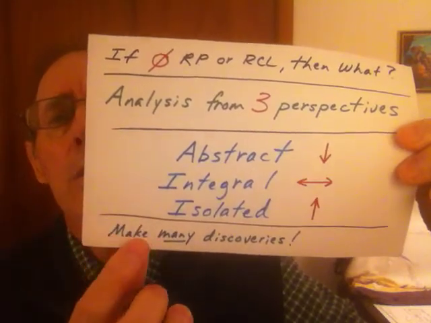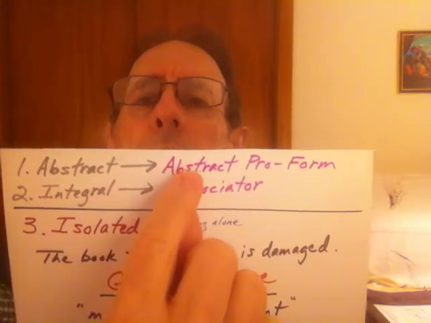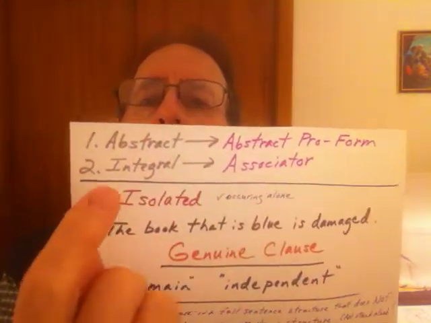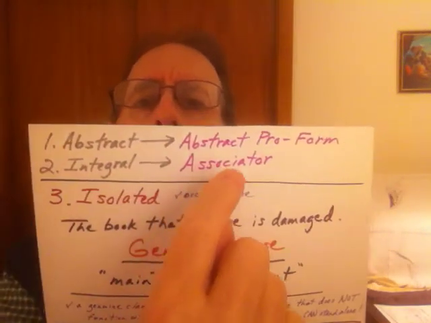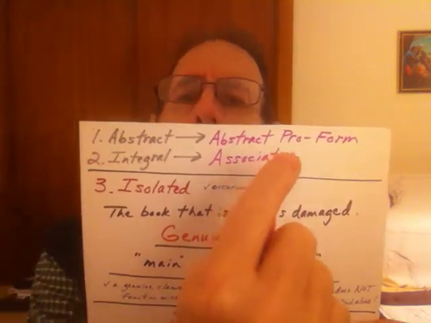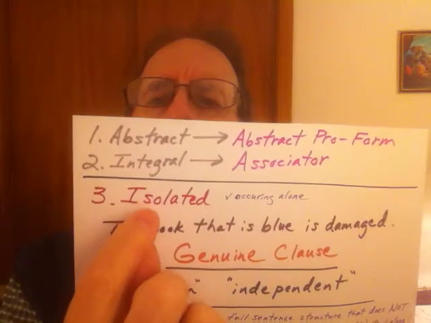And we're going to discover a whole lot of good stuff, okay? We're going to discover things. Now, we've already looked at the word that on the abstract level. We came up with the term abstract proform, and we looked at it on the integral level, on the surface level. We came up with the term associator, which I really like. But now let's look at the word that on the isolated level, from the isolated perspective. In other words, isolated meaning occurring alone.